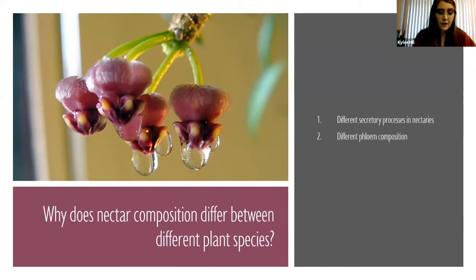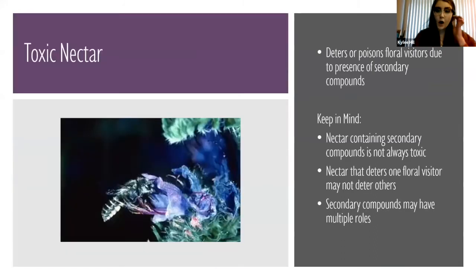Or it could be that the constituents of the nectar are reflecting the chemical composition of the phloem, and the phloem composition is what varies between the plant species. Or it could be both occurring at the same time. And so on to the point of the review, toxic nectar.